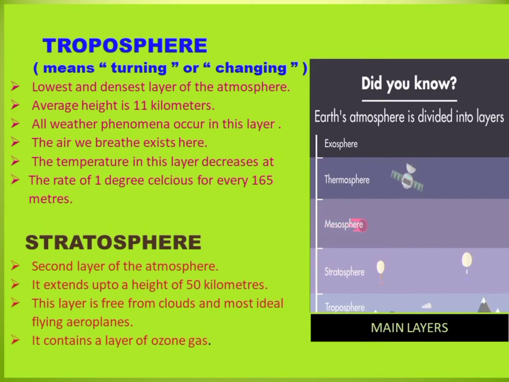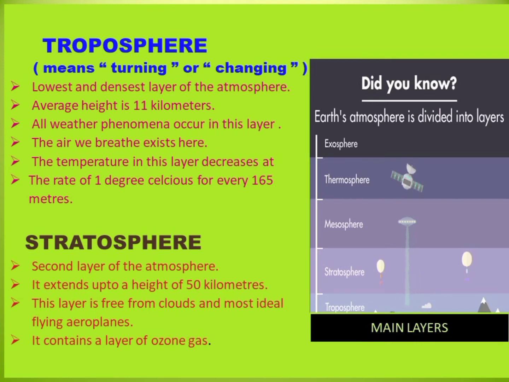The first layer of the atmosphere is the troposphere. Troposphere is the lowest and the densest layer of the atmosphere. The average height of this layer is taken as about 11 kilometers. About 80% of the total mass of the atmosphere is contained in this layer. Almost all dust particles and water vapors are contained in it. Thus, all weather phenomena occur in this very layer. The temperature in this layer falls with increasing height.